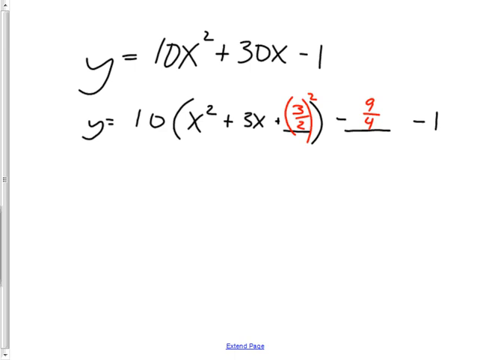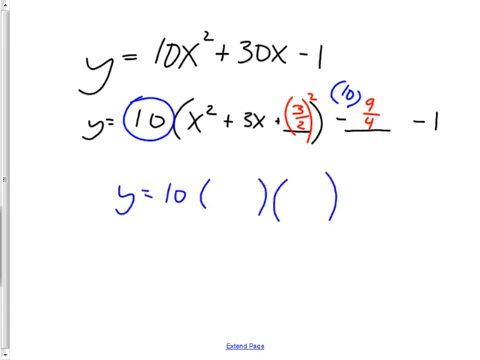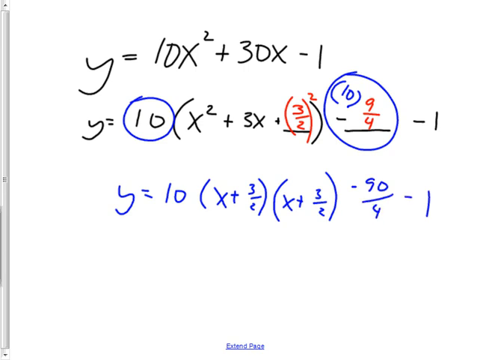So easy to forget that, but at least one of my students remembered. Times 10 here means times 10 has to go there. I bet a lot of you forgot that. Next step, I'm going to put these guys together because they're identical. Y equals 10, x plus 3/2 squared. And then I just got to put these together.